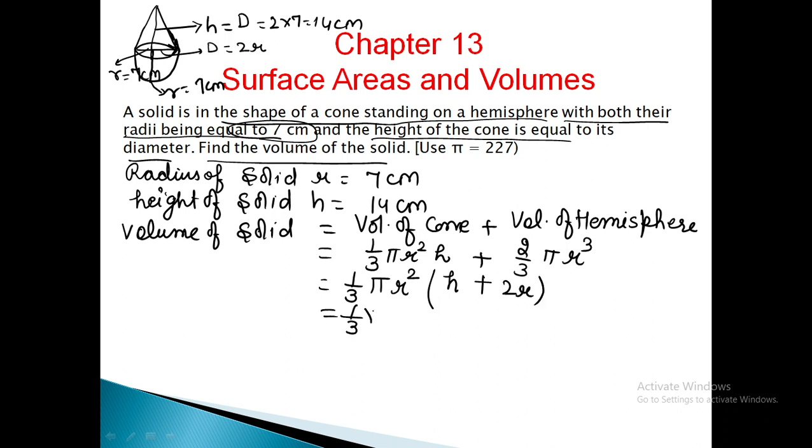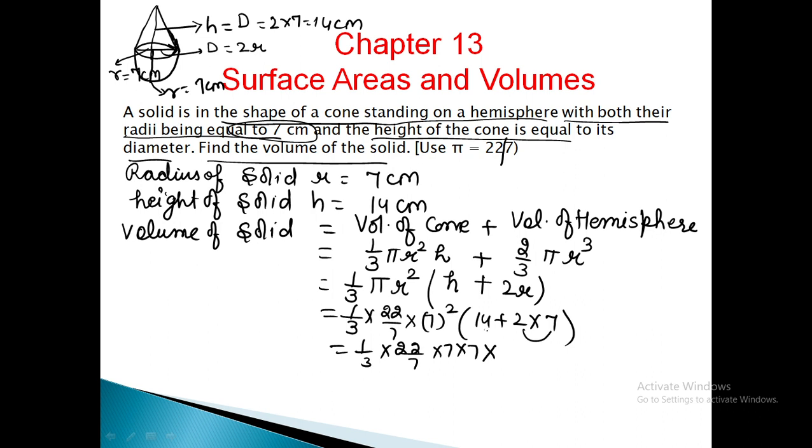After this, we have to put the value of pi. Pi's value is 22/7, that is given in the question, and r is 7 raised to power 2. h is given 14 plus r is given 7. 1/3 multiply 22/7 multiply 7 multiply 7 multiply 14 plus 14 is 28, and 7 cut with 7. After this we have the remaining value, that is 4312 divided by 3. We will get after dividing by 3, 1437.3 centimeter raised to power 3.